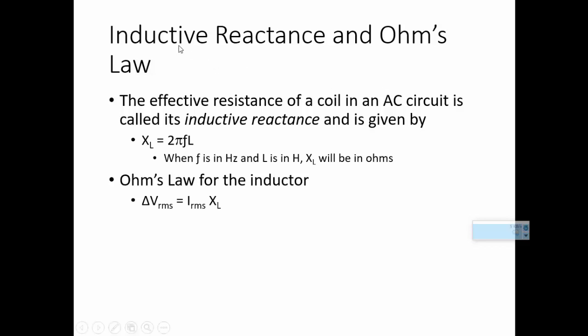Now guys, we also have what we call the inductive reactance and Ohm's law. The effective resistance of a coil in an AC circuit is called its inductive reactance, and it's given by XL. In a capacitor, XC is equal to 1 over 2 pi FC, but here for an inductor XL is 2 pi FL, or omega L, where F is in hertz, L is in henrys, and XL will be in ohms. So Ohm's law can also apply to the RMS values.